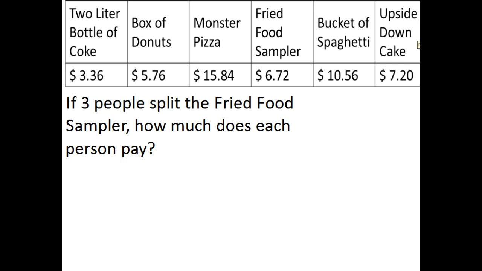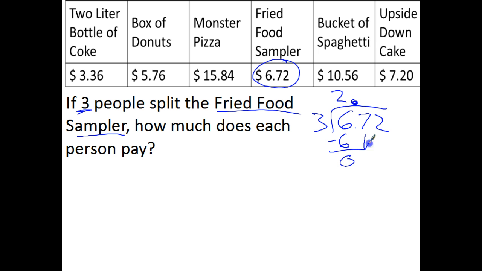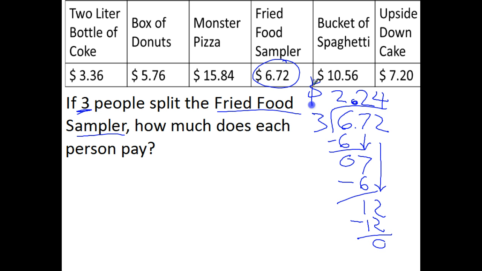Try this example out. It works the same way. Find your total cost, divide by the number of people. So I'm getting the fried food sampler, $6.72, dividing it this time by 3 people splitting it, like an appetizer. How many 3s in 6? 2. Nothing left. Bring down my 7. How many 3s in 7? Again, it's a 2. Subtract, there's 1. Bring down my 2. How many 3s in 12? 4 of them. 4 times 3 is 12. And hopefully you got $2.24 a piece.